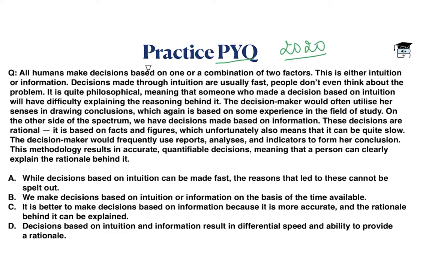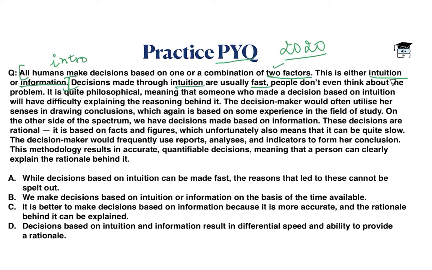All humans make decisions based on one or a combination of two factors. So I know that they're going to talk about two factors now. This is either intuition, one factor, or information, the other factor. Okay, so up till this line, there is an introduction about two factors. Now from this line, decisions made through intuition are usually fast.